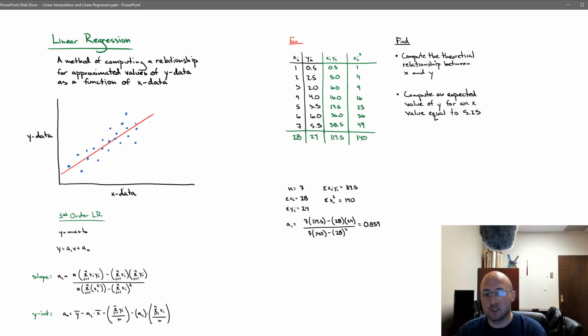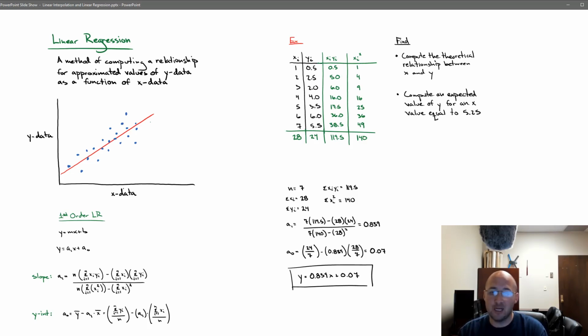We're just going to do it down to 3 decimal places. That's just what we're going to do to roll. Now we're going to compute the y-intercept. So A naught equals the summation of my yi terms divided by the number of elements, 7. Okay, that's the mean of the y data set. Minus the A1 that I just computed, 0.839, multiplied by x bar, which is the summation of xi terms, 28, divided by the number of points n, 7. And with that, I get a value of 0.07, which means the theoretical relationship is y equals 0.839 times x plus 0.07.